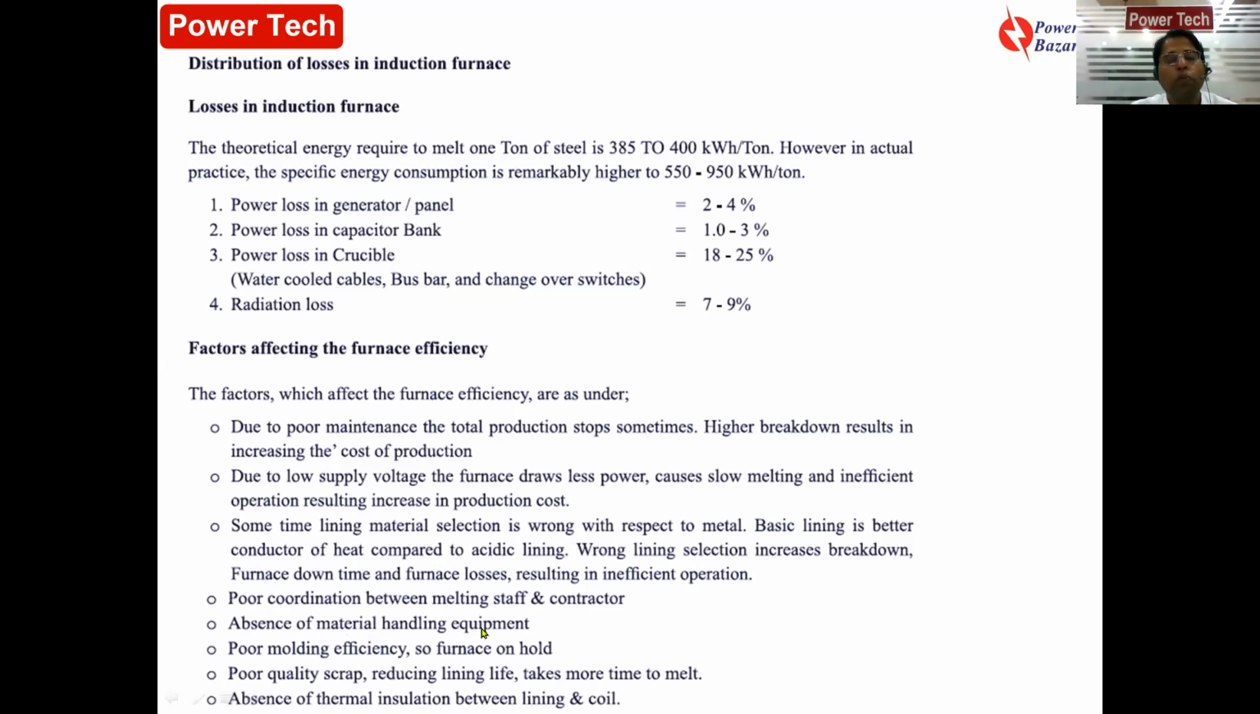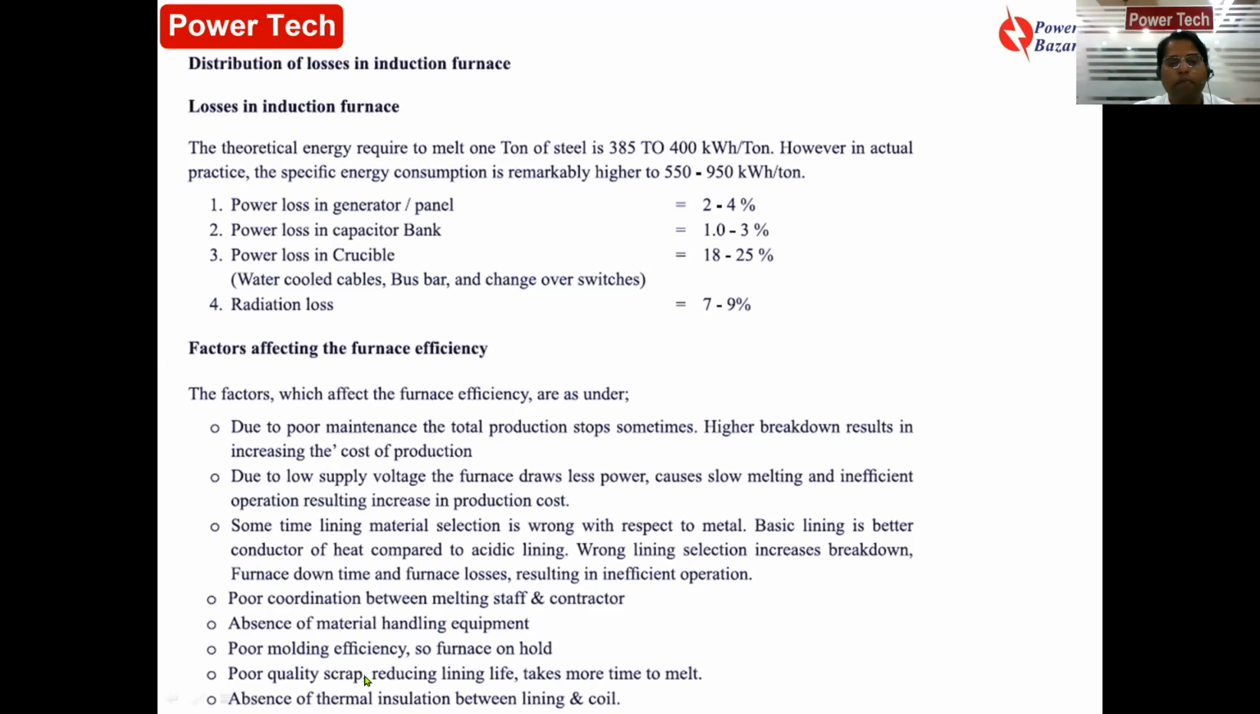Absence of material handling equipment: you require a lot of good material handling equipment like cranes and hoists, to pour material into the furnace, to lift the material, and to tilt the furnace. If they are not available, you will incur loss. Then there is poor tilting efficiency. If tilting is not working, then automatically the furnace will be kept on hold. You cannot get the material out of the furnace, so there will be losses.